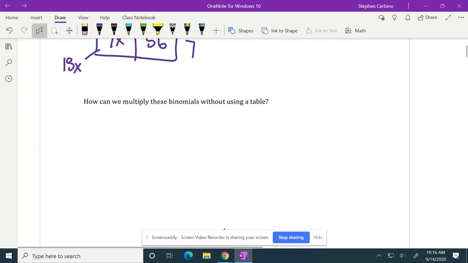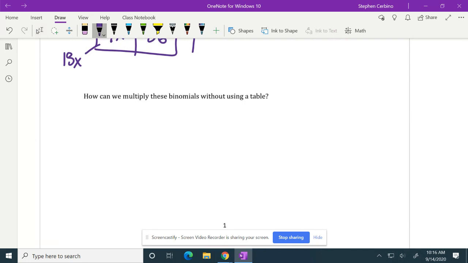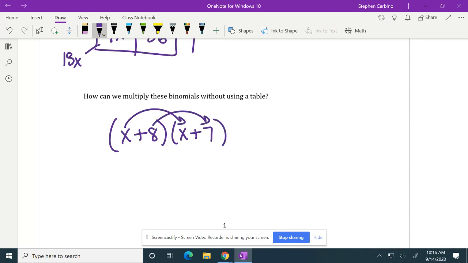Then it says, how can we multiply these without a table? This would be a question I would ask all of you: what's the property that you would use to multiply these out? I'll even give you a hint. You might have remembered doing this in Algebra 1, and your teacher probably drew arrows. Does anybody remember what that property is? Good. If you put down the distributive property, you did that question right. So there are two methods to be able to answer all of these questions.